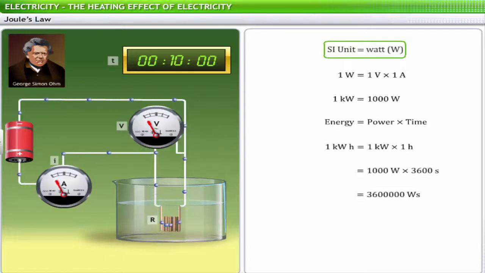Simplifying the expression, 1 kilowatt hour is equal to 3.6 into 10 power 6 watt seconds. As 1 joule equals 1 watt second, 1 kilowatt hour equals 3.6 into 10 power 6 joule.